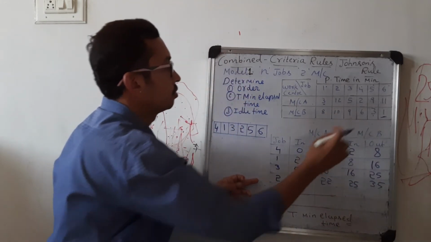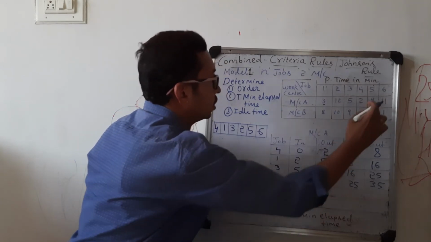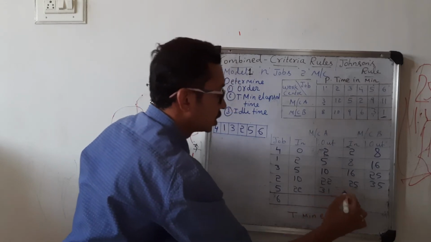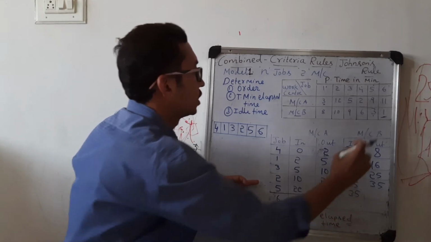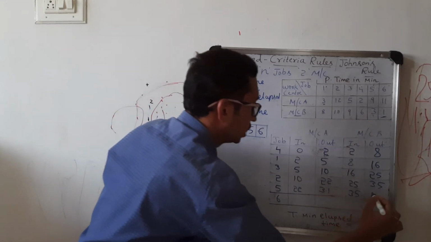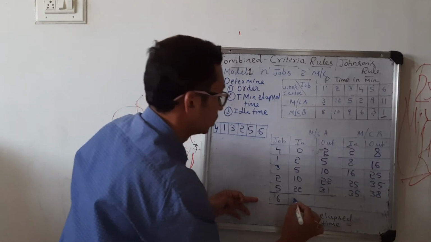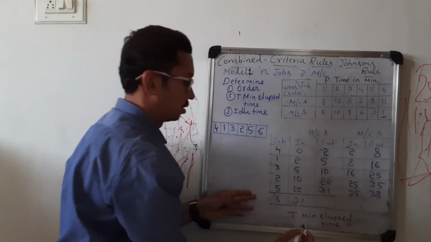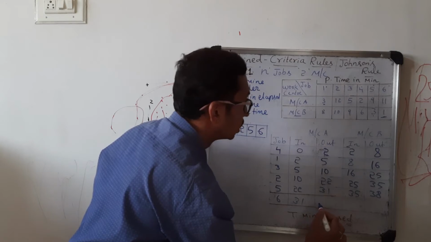Next for job 5. So the in time will be 22. Plus 9, that is equal to 31. So here the in time will be 35. 35 plus 3, that will be 38. Next for job 6. So the in time will be 31. Plus 11. So that will be how much? 42.